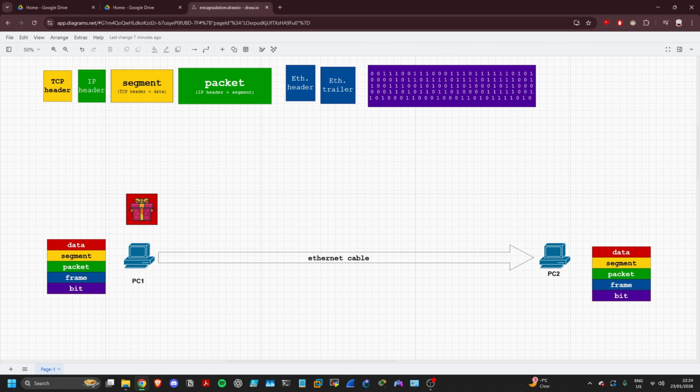And so that is when the term encapsulation comes into play. Think of encapsulation as wrapping the same gift over and over again, so the gift has layers of wrappers. That's what we're doing with the data: we're going to encapsulate the data with protocol information. Without further ado, I'll show you how the encapsulation process works, and how PC2 will eventually open PC1's gift. That is, PC2 will eventually decapsulate the bits it received from PC1 to reveal the data.